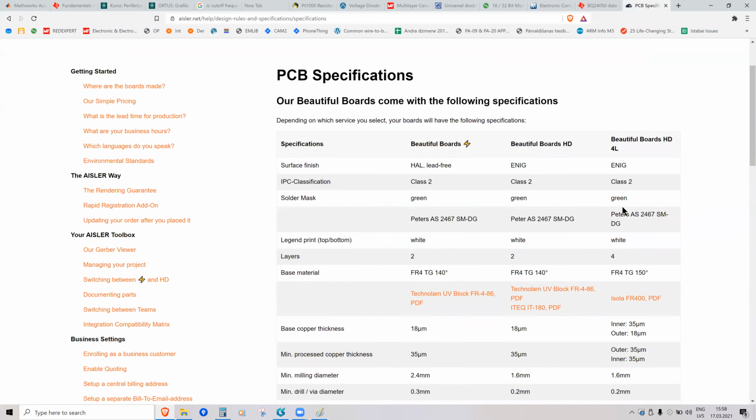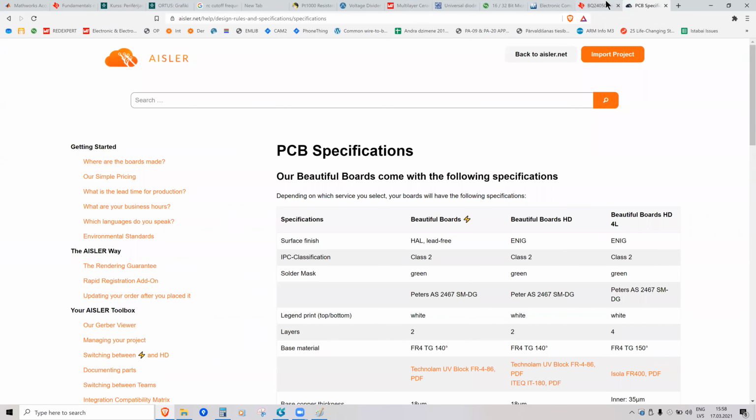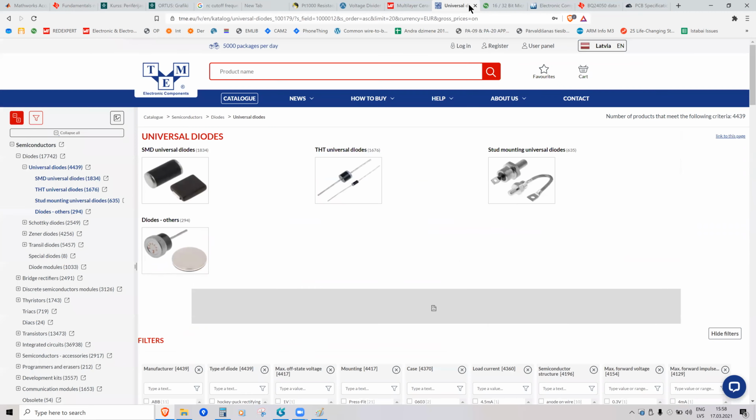So I would normally order PCBs from this place and components from these places, and that's it. And I just solder them and use them. Okay, do you have some other questions?